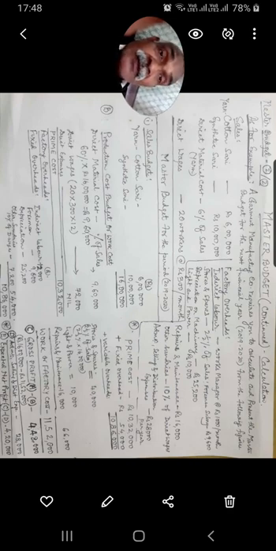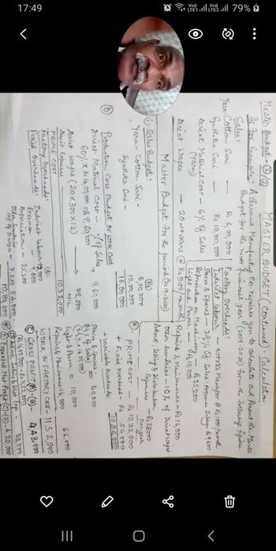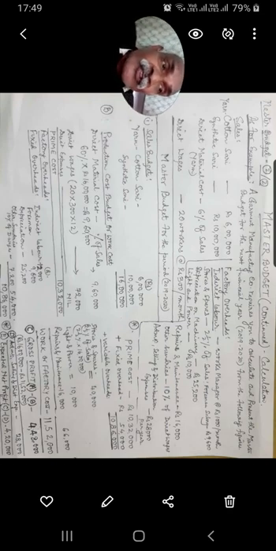Now you have to consider variable factory overhead. Variable factory overhead is how much? Stores and spares, which varies as the volume of output increases or decreases. That is 2.5% of sales. 2.5% of 16 lakhs is 40,000 rupees. Light and power is 10,000 rupees. Repairs and maintenance 16,000 rupees. So in your data, stores and spares, light and power, and repairs and maintenance are variable factory overhead. And the variable overhead to be incurred is 66,000 rupees.